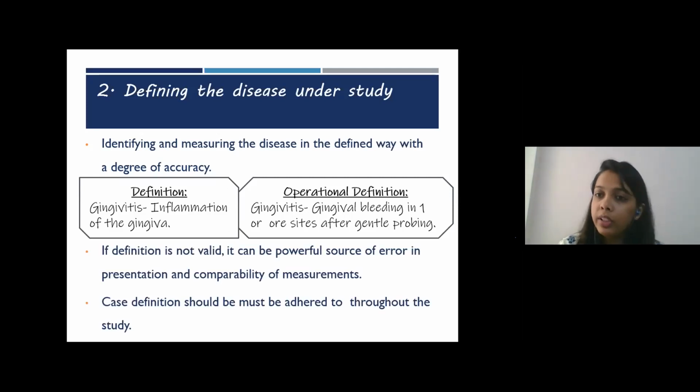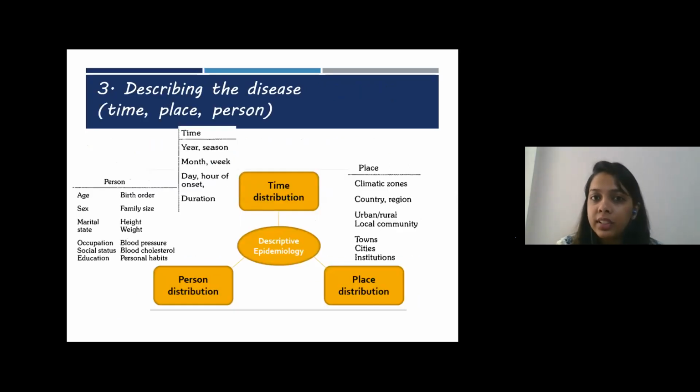If this definition is not valid, it could be a powerful source of error. And once you decide your case definition, it should be adhered to till the end of your study. You shouldn't alter your case definition. Then you describe the disease.